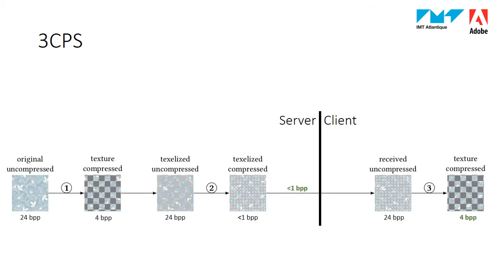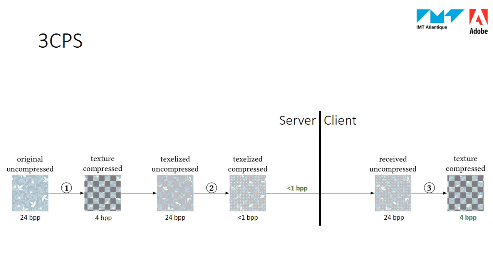I will introduce now the details of our C3PS solution. The pipeline here should be read from left, which is the server side, to the right, which is the client side. At first we have an original high-quality image. Its size is generally 24 bits per pixel.